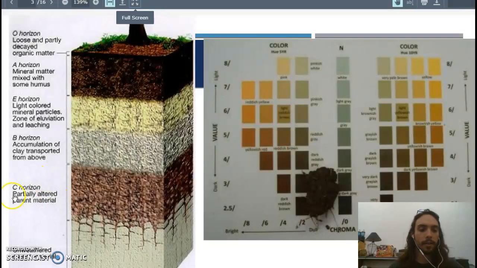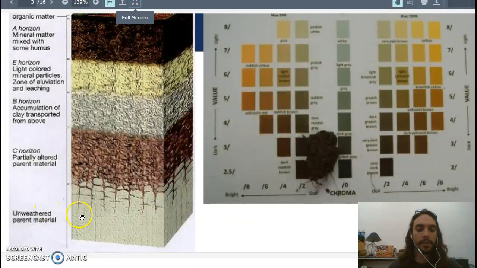And then we've got the C horizon. That's partially altered parent material. This is the stuff that started up here and got pushed down over a long period of time. And then this is unweathered parent material. This is stuff that at a certain point was bedrock and then was either pushed up or pushed down and then layered on top of.